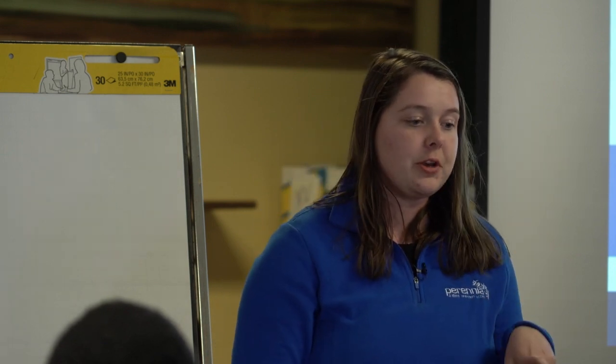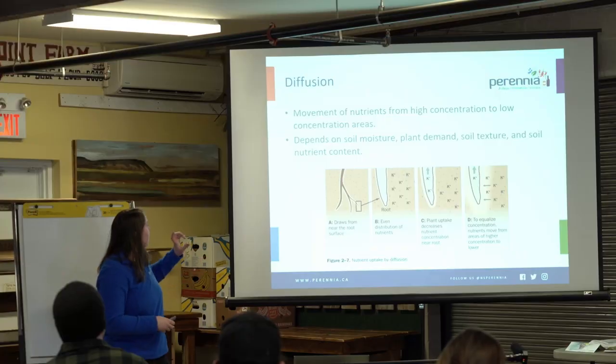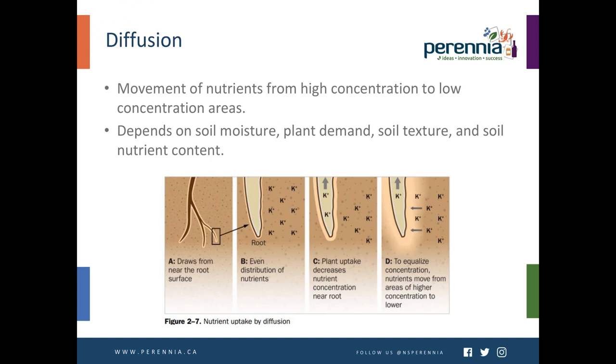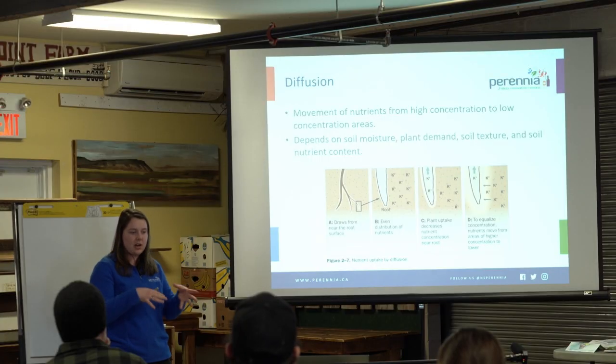Okay. So then with diffusion, it's the movement of nutrients from a high concentration to a low concentration. It depends on your soil moisture, plant demand, soil texture, and soil nutrient content. But this also requires nutrients to be in close proximity to the root. You may have different concentrations outside the root, and diffusion moves toward equal concentrations within and outside the root. We'll talk about that a little bit more.